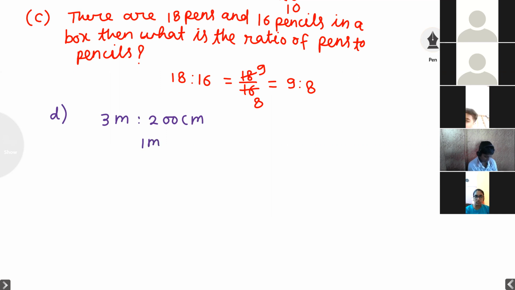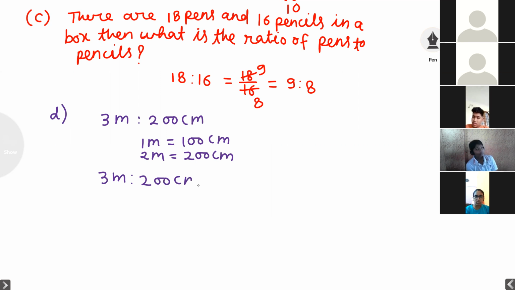1 meter is equal to 100 centimeter. 2 meter is equal to 200 centimeter. Now 3 meter is to 200 centimeter is equal to 3 meter is to 2 meter. Now I can write 3 meter divided by 2 meter. Meter cancels. 3 is to 2.